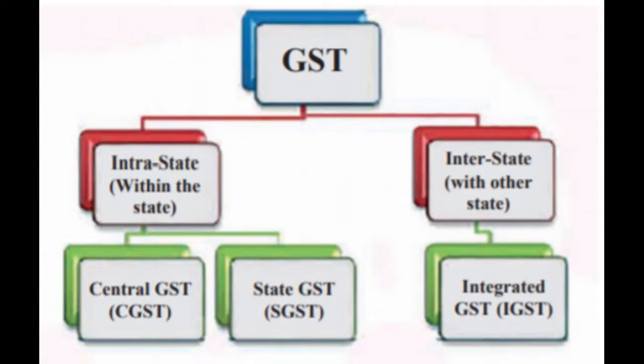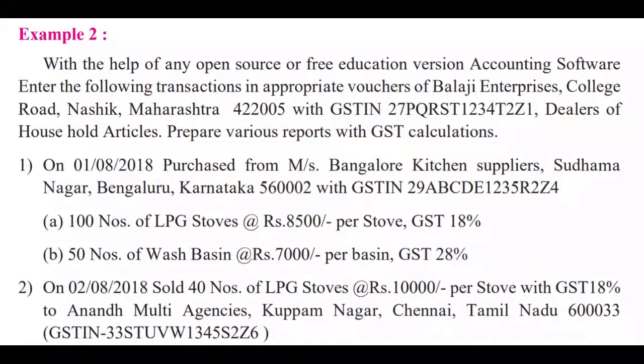So you must have understood what is IGST. Whenever there is a transaction between two different states, or whenever there is sales or purchase between parties who belong to two different states, then the tax applicable is IGST. Now we will solve the problem which is given in our textbook, how to create IGST using Tally software.